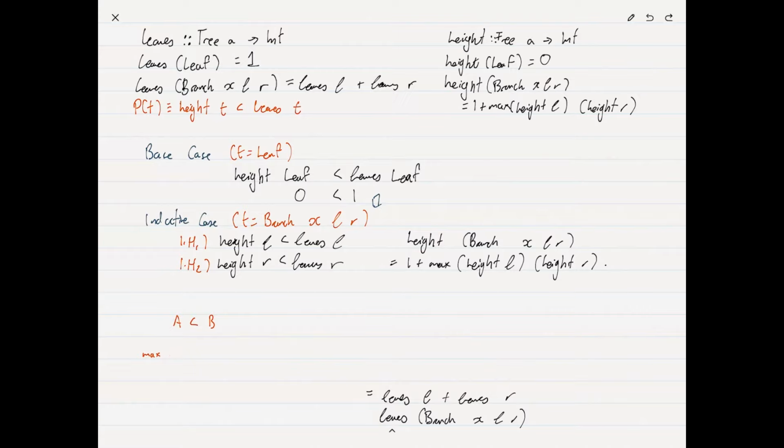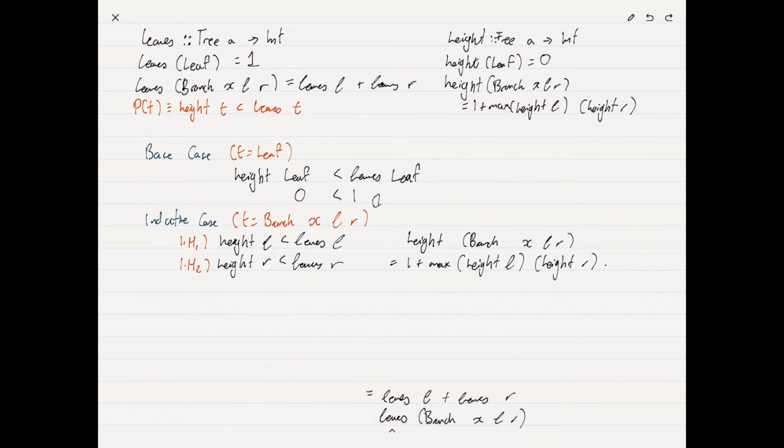We can't go inside maximum and just say, because the height is less than the leaves, then this is less than 1 plus the maximum of leaves of L and height of R, using IH1. You can't do that. That doesn't make any sense because maximum doesn't obey that kind of law. However, it does obey a more useful law.